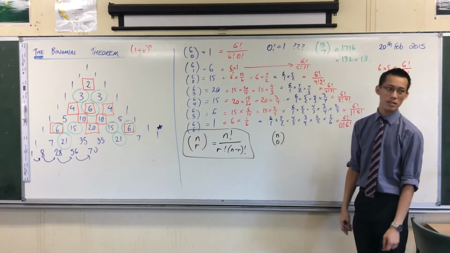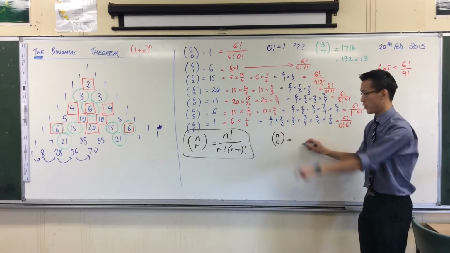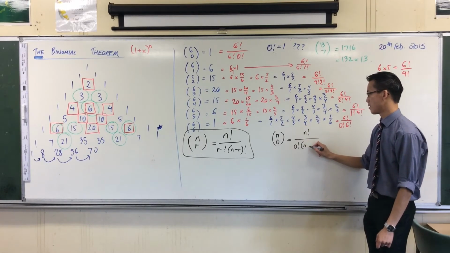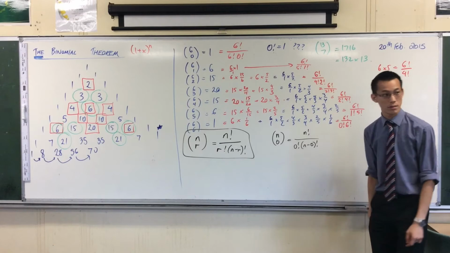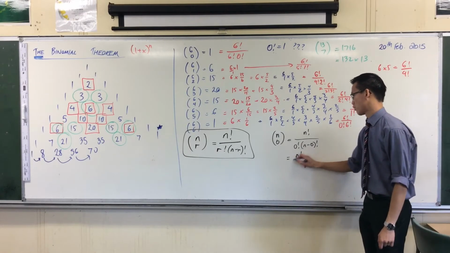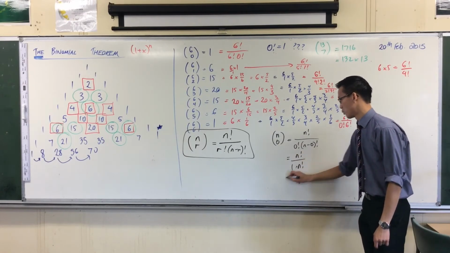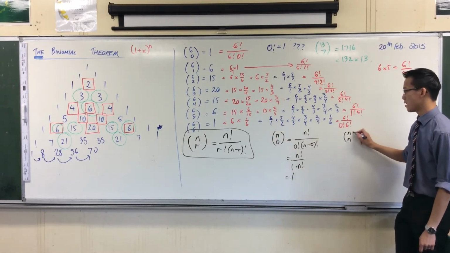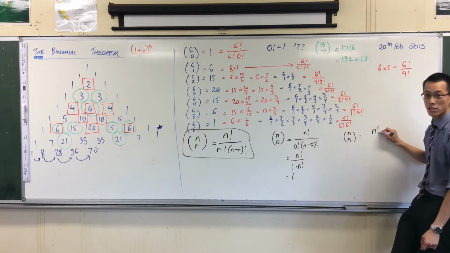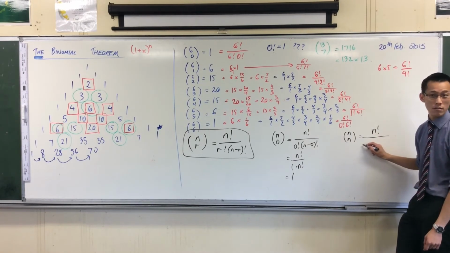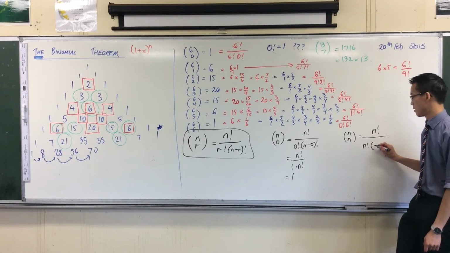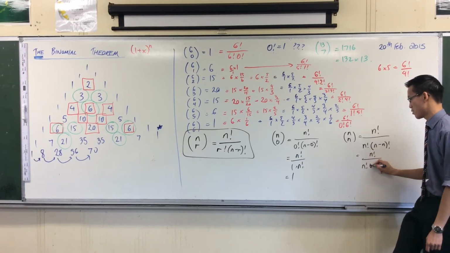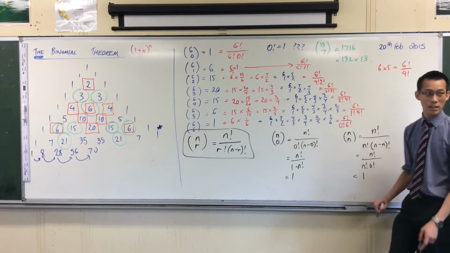NC0. What is NC0? According to this definition, it's n factorial on 0 factorial n minus 0 factorial, right? Which is n factorial on 1 times n factorial, which better be 1. Let's try the other one. We said that NCN, right? What was that equal to? Well, let's just go to the definition. It's n factorial on n factorial n minus n factorial, which is n factorial on n factorial 0 factorial, which is 1. Let me give you another one.